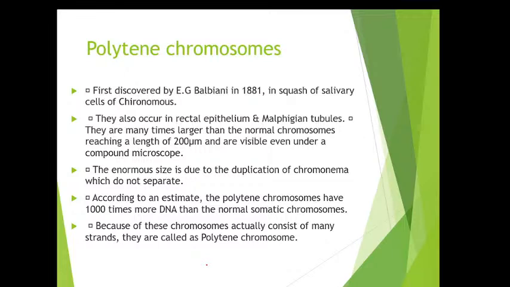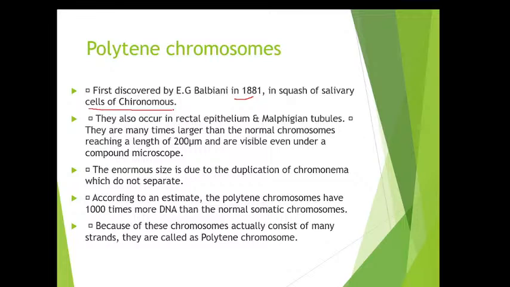Now, next are polytene chromosomes. Polytene chromosomes are also giant chromosomes, and they were discovered by Balbiani. Polytene chromosomes were discovered by Balbiani in 1881 in squash preparations of the salivary cells of Chironomus larva.